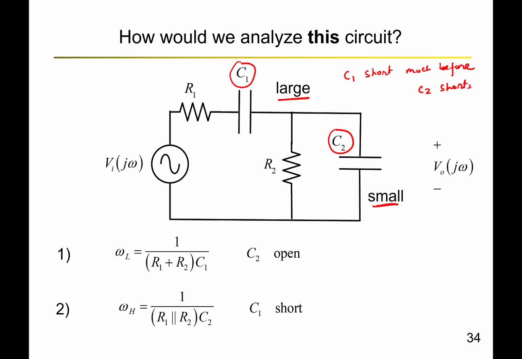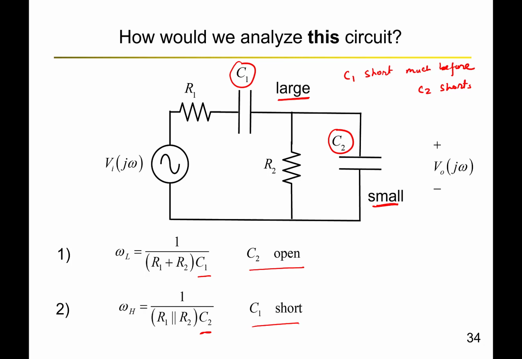Right? So that creates two cases. First, when we analyze C1, C2 should be open because C2 is much smaller. So the first case is we analyze C1 with C2 open. And the second case is when we analyze C2, because C1 is much larger than it is already shorted. So then C1 should be shorted in the second case.